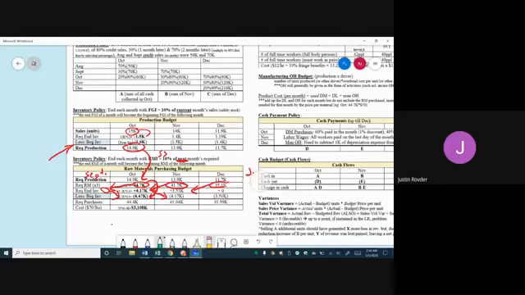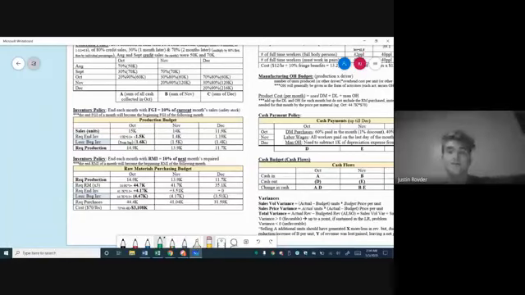Okay, so again, I would recommend you go to the problem, practice making these charts, and see how you do.